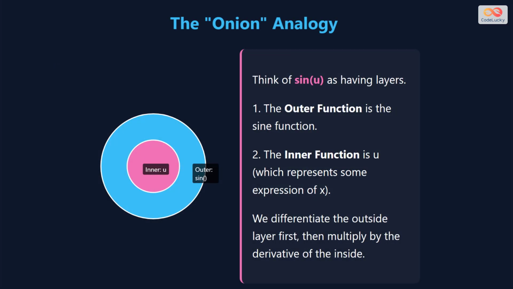Think of a composite function like an onion. It has layers. The sine function is the outer layer, and u is the inner layer. The chain rule tells us we cannot just ignore the inside. We have to peel the layers. We differentiate the outside layer first, and then multiply it by the derivative of the inside layer.